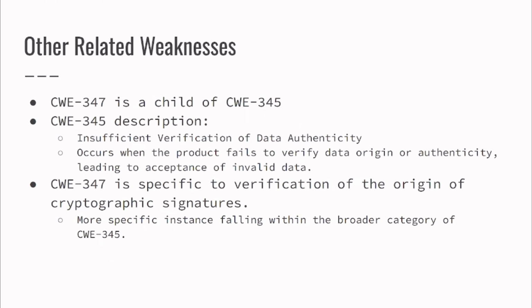CWE 347 is a child of CWE 345, which is insufficient verification of data authenticity. This weakness occurs when the product does not verify the origin or authenticity of data in a way that causes it to accept invalid data. This makes CWE 347 a more specific weakness than CWE 345, since the product does not verify the origin of cryptographic signatures.